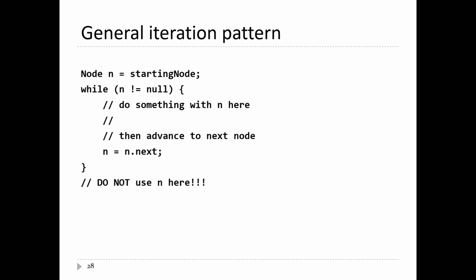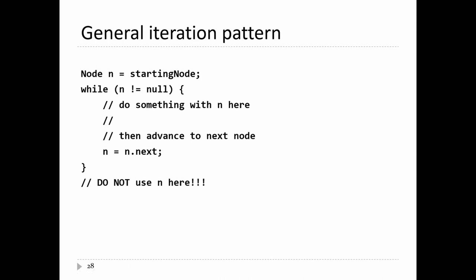So this is the general pattern for iterating over a sequence of linked nodes. You're going to make a variable n or something else. You're going to choose your starting node. For a stack, we're always going to start at the top. For some other data structure, you might not start at the top. You might have a reference to some internal node.